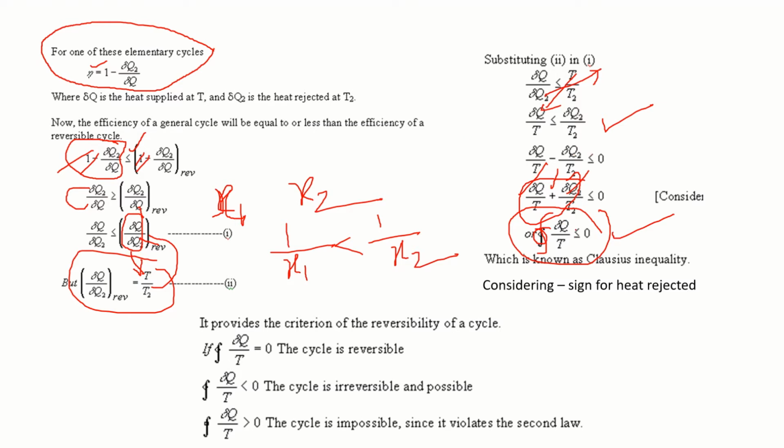Cyclic integral of delta Q by T equal to 0 holds good for a reversible cycle. Cyclic integral of delta Q by T less than 0 holds good for an irreversible cycle. Greater than 0, such a cycle is impossible and it violates the second law of thermodynamics. Okay, this is the Clausius inequality. Please, it's better to remember this.